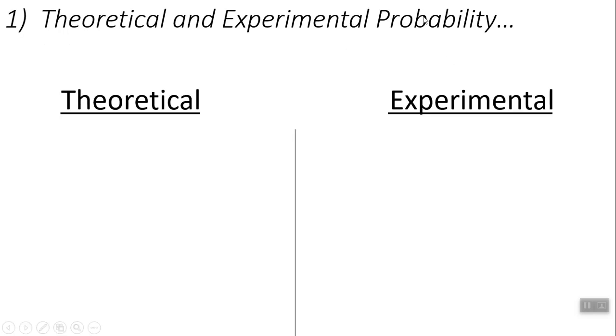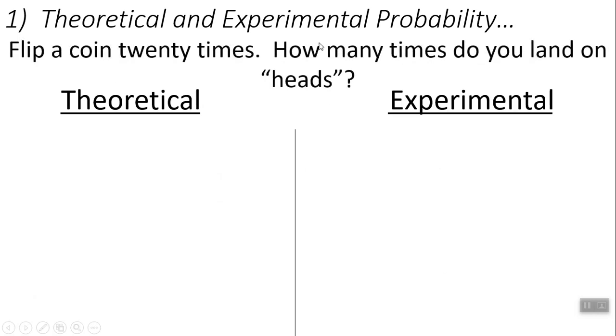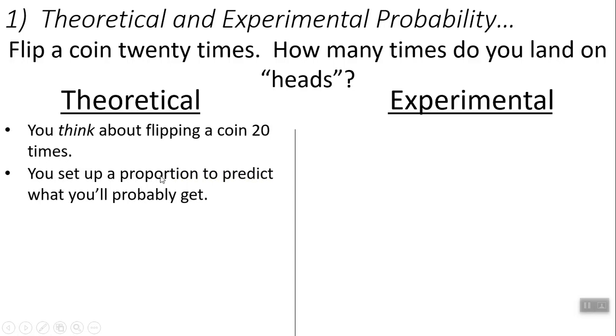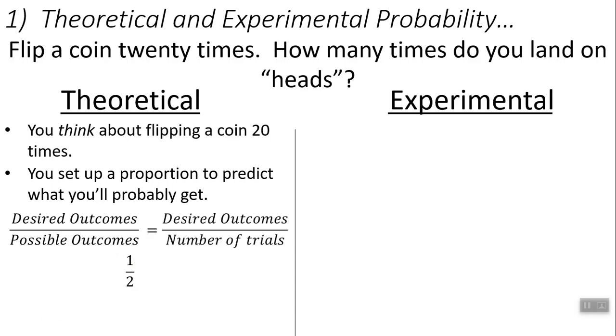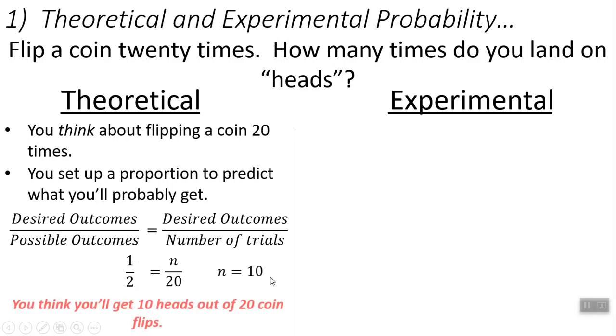All right, theoretical and experimental probability. Flip a coin 20 times. How many times do you land on heads? Well, theoretical probability is when you think about flipping a coin 20 times and you use a proportion to figure out what you're probably going to get. First, you do a single event probability, your desired outcomes over possible outcomes. So flipping a coin, you have a 1 in 2 chance of landing on heads. Now you set up your proportion: what you want over the number of trials. If we're doing 20 flips, that's your setup. Then you do your cross products to work out n, and you get 10. So theoretically, you're going to get 10 heads out of 20 coin flips.